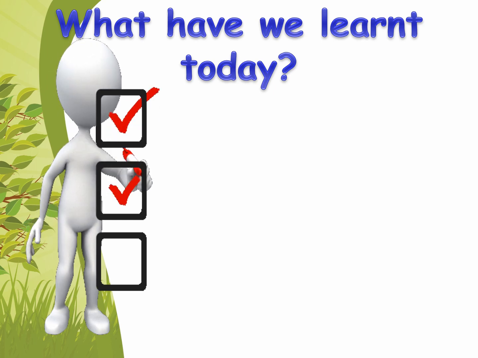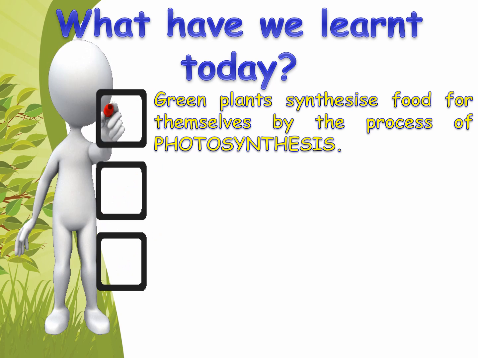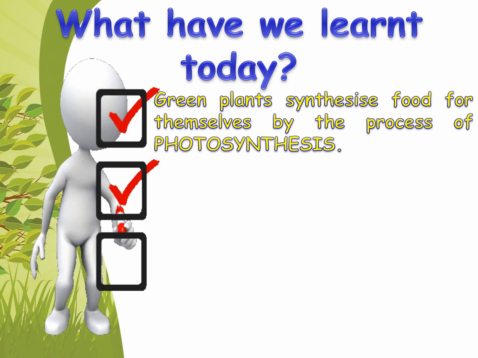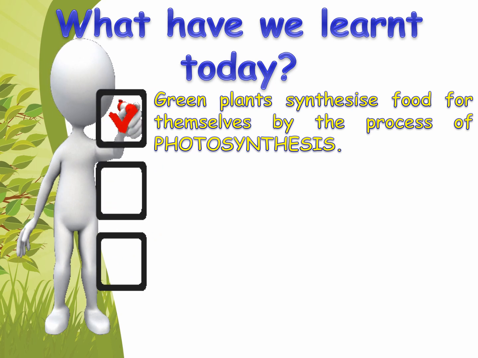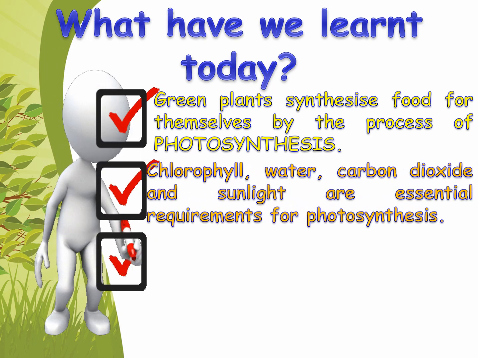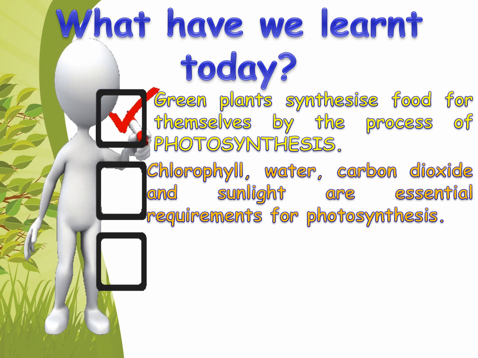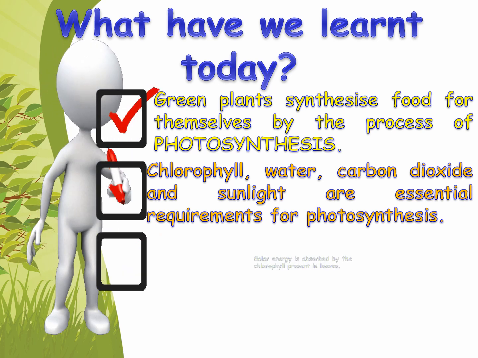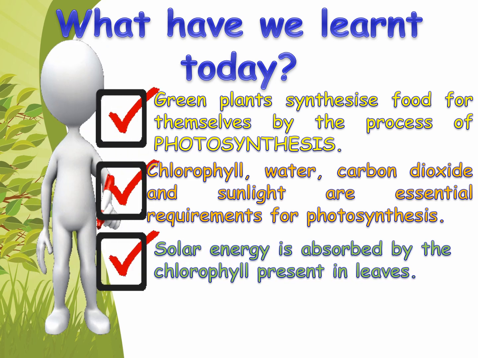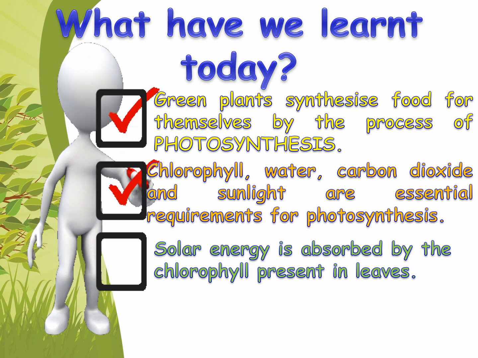What have we learnt today? Green plants synthesize food for themselves by the process of photosynthesis. Chlorophyll, water, carbon dioxide and sunlight are essential requirements for photosynthesis. Solar energy is absorbed by the chlorophyll present in leaves.